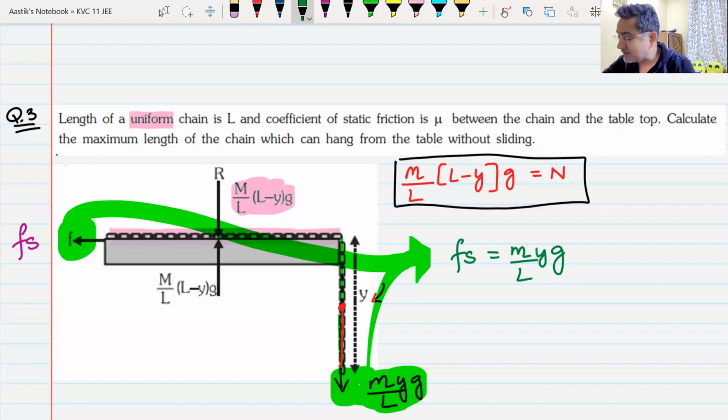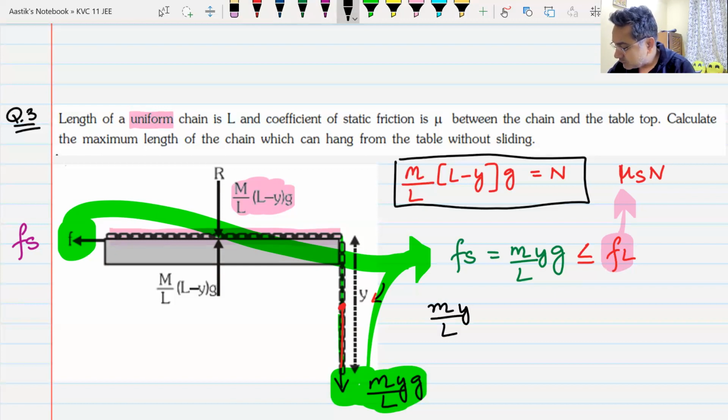But you must understand that this static friction is always less than or equal to your limiting friction. Remember, whenever there is static friction, you don't know its value. It's less than or equal to limiting friction, but you know the value of limiting friction. The value of limiting friction is always equal to mu s into n. So now you put them into an equation: m by L y g should be less than or equal to mu s into n.